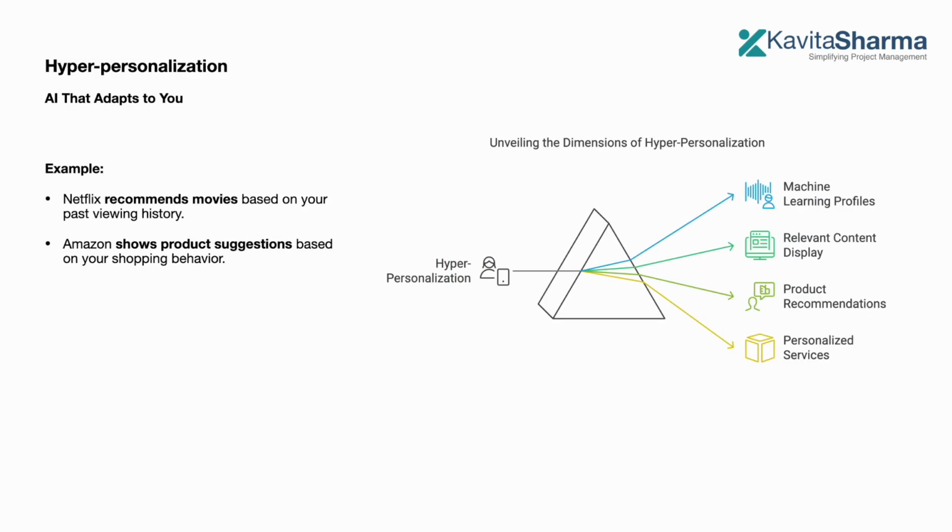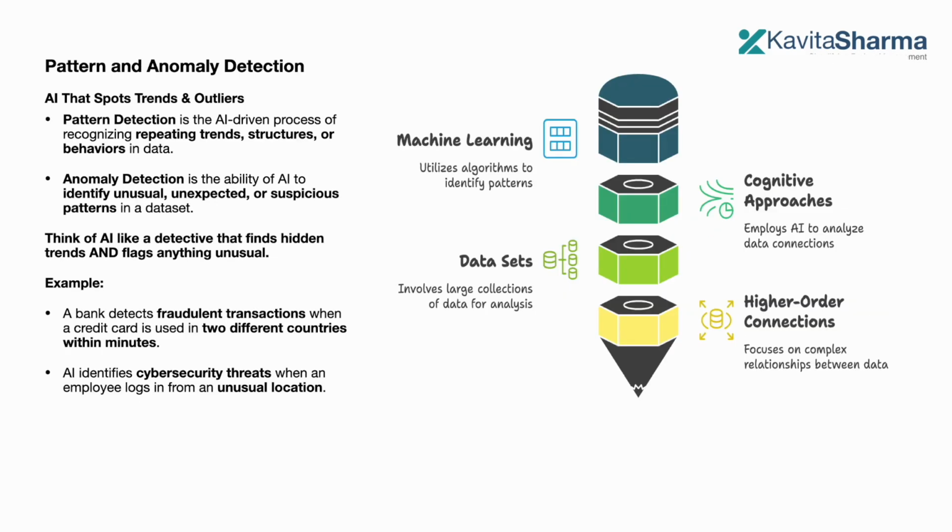Hyper-personalization AI is the AI that adapts to you. It would understand your profile, your recommendations, and what's going on, and show product suggestions based on your shopping behavior, or Netflix recommending movies based on your viewing history.